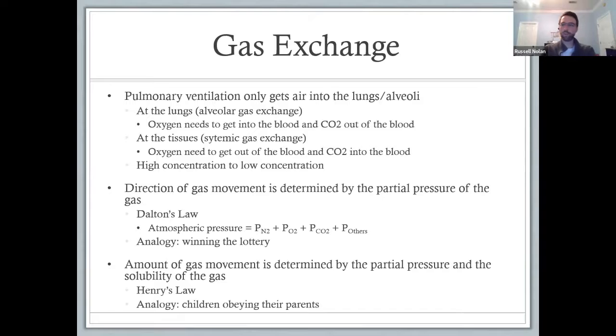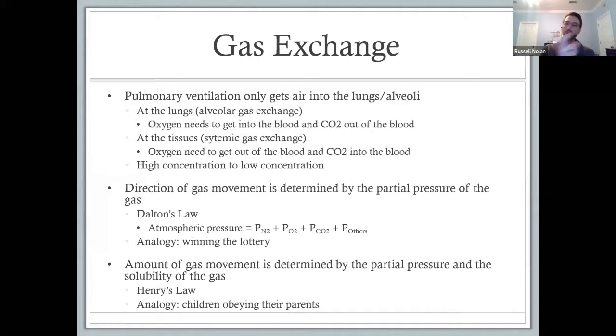And so this is where we get into Henry's law. The amount of gas movement is determined by the partial pressure, which is what we just looked at, that concentration gradient, that partial pressure gradient, and then the solubility of the gas. This is called Henry's law. The analogy that I like to use here is, if you have any siblings, maybe this will apply to you, or if you have your own kids. Henry's law, when we talk about solubility, is basically saying how agreeable is the child to listen to their parents.